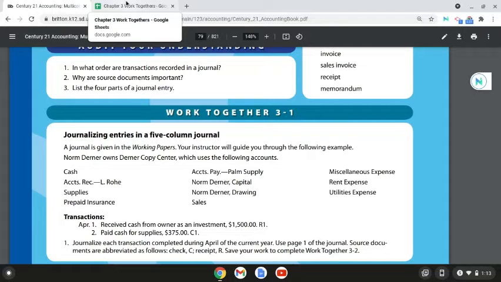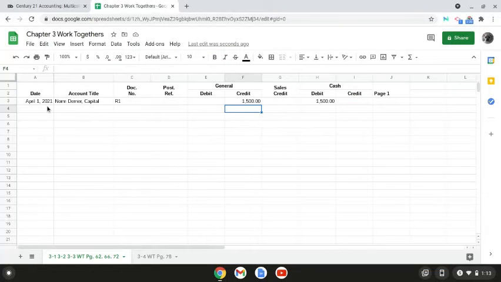This next transaction reads, on April 2nd, paid cash for supplies, $375. Check number 1. For this transaction, we don't need to write in the month or the year again. We just need to put in the day for which this transaction is occurring. So it's on the 2nd, not 3rd. For this account title, we are going to put in supplies. Our document number is C1.